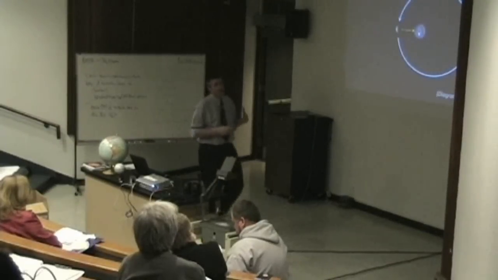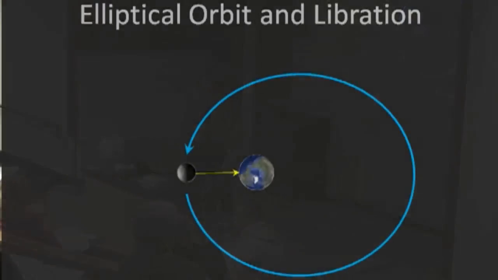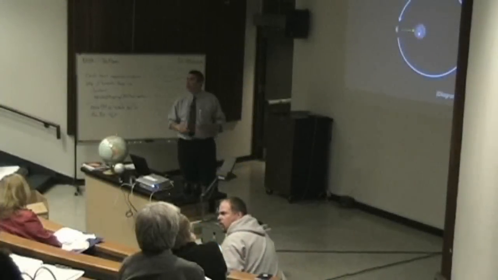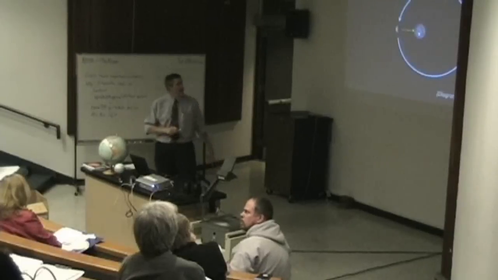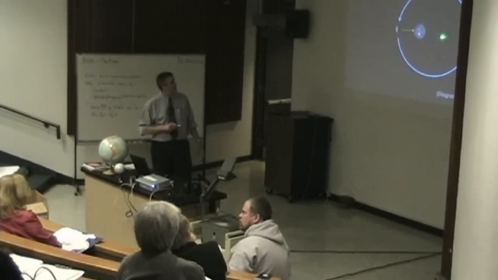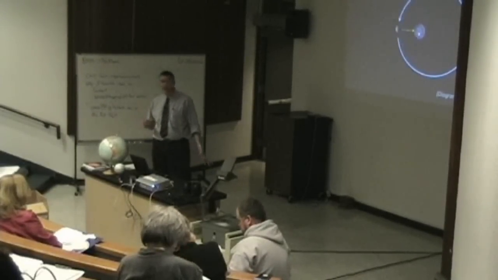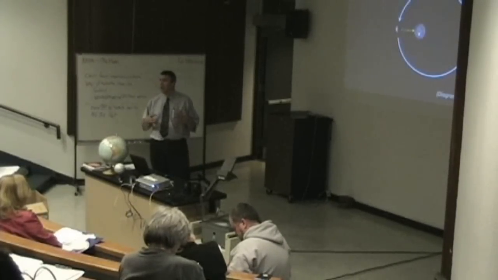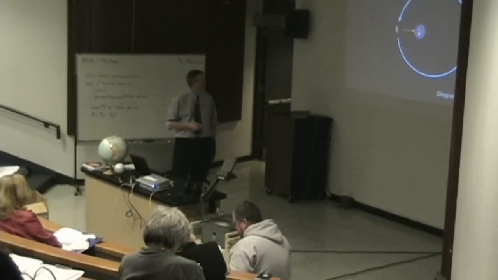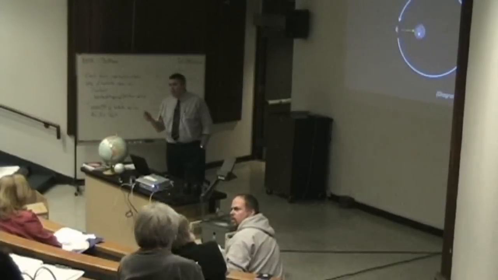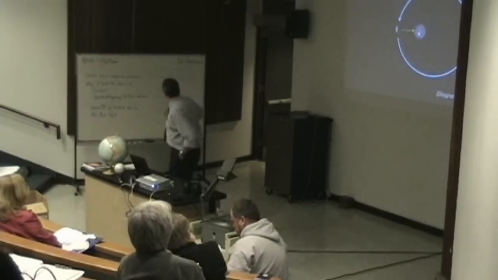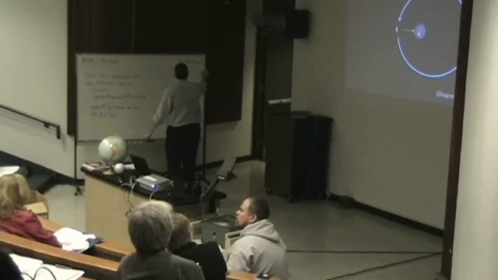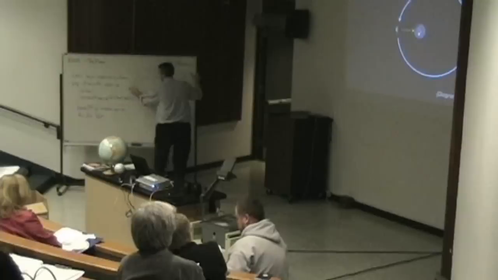Okay? As I mentioned, the orbit is elliptical. This is a bit exaggerated, obviously. So remember that the closest distance was 357,000, and the farthest distance is 407,000, and the mid-distance is about 385,000 kilometers. Okay? Now, as was mentioned, one of the questions: why is the same face always facing the Earth?